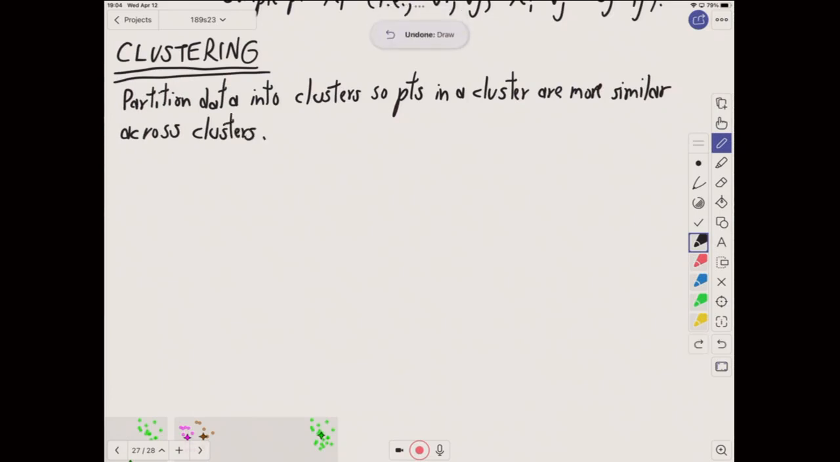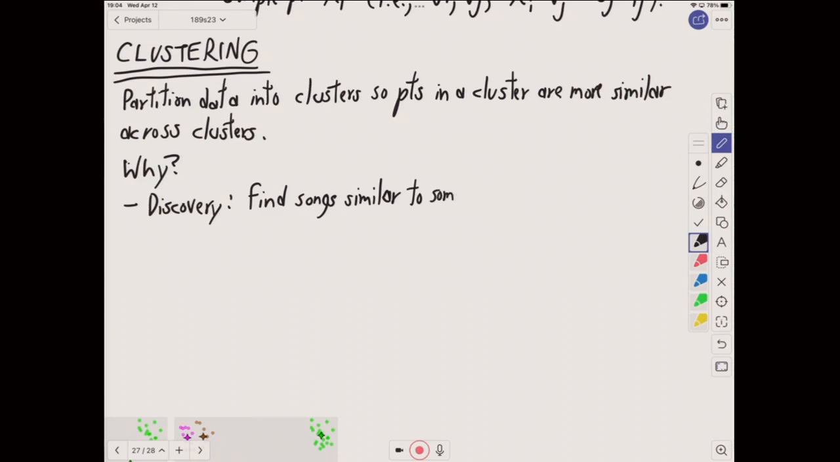So the first thing you might wonder is, why would you want to do this? There are a lot of applications for this. One is discovery. Suppose that you have a database of songs and you have a list of songs that you like and you want to find other songs that are similar. Then you could organize a big database of songs into small clusters and then look at which clusters include songs you already know you like.